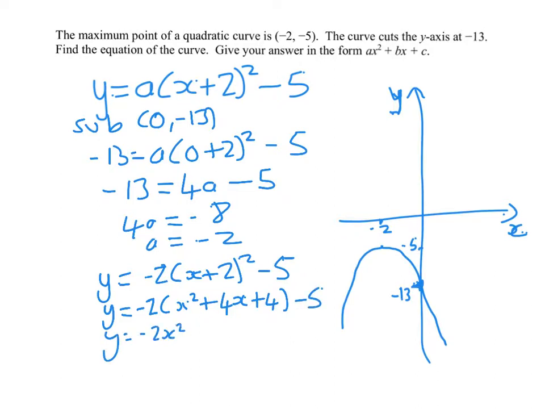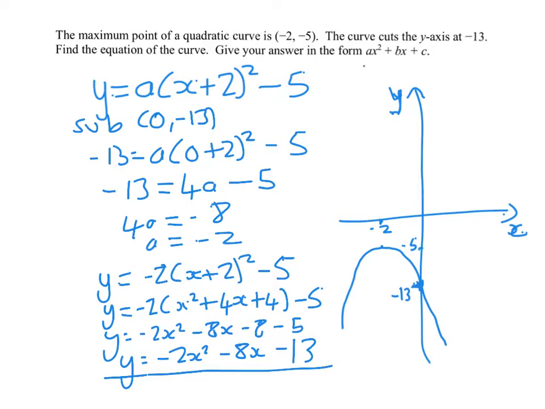-2x squared, -8x, -8, -5. So -2x squared, -8x, -13 is the final answer there. That's in the correct form as asked for here.